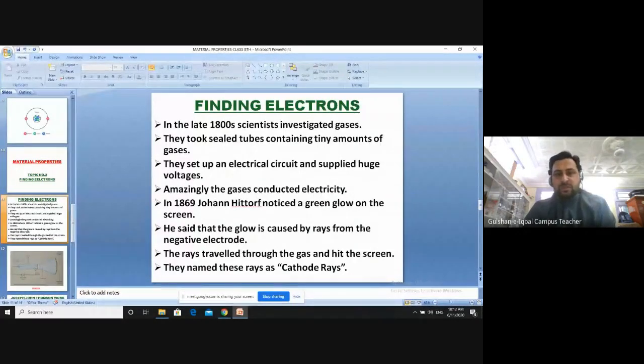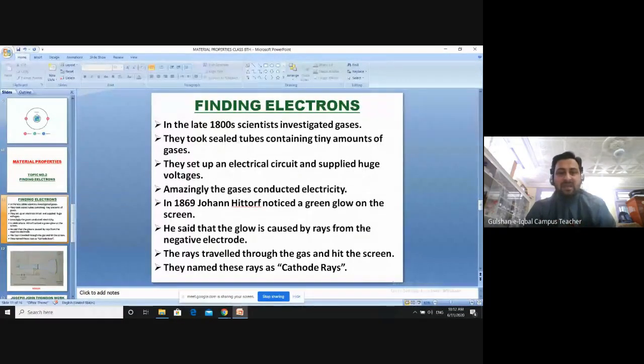As the gases conducted electricity, different scientists gave their predictions. For example, in 1869, John Hittorf noticed a green glow on the screen. There was a fluorescent screen, and he noticed that as we pass the current and voltage, the gas starts moving, and when it strikes the screen, it glows. It produces a green glow on the screen.